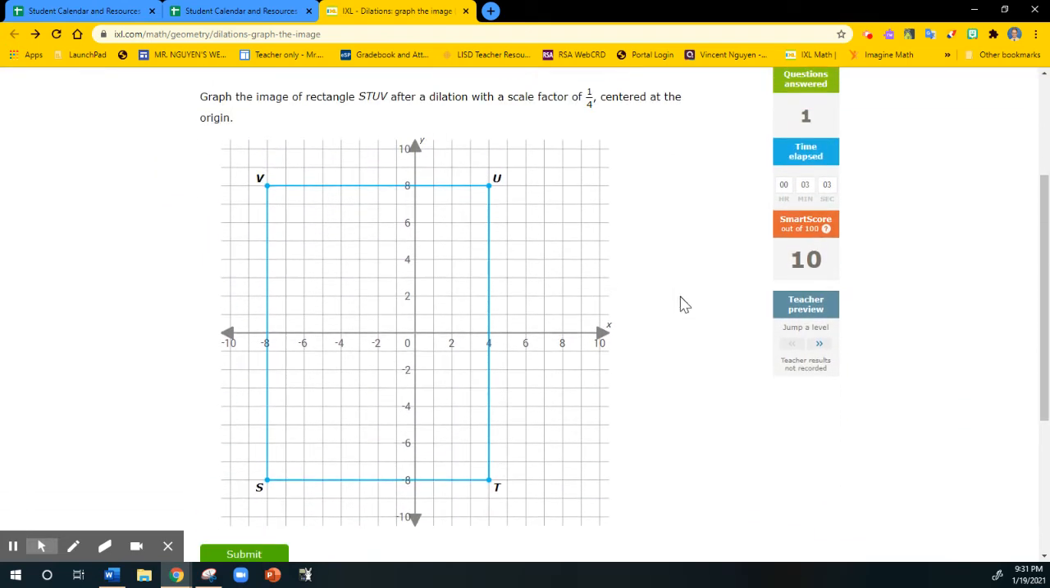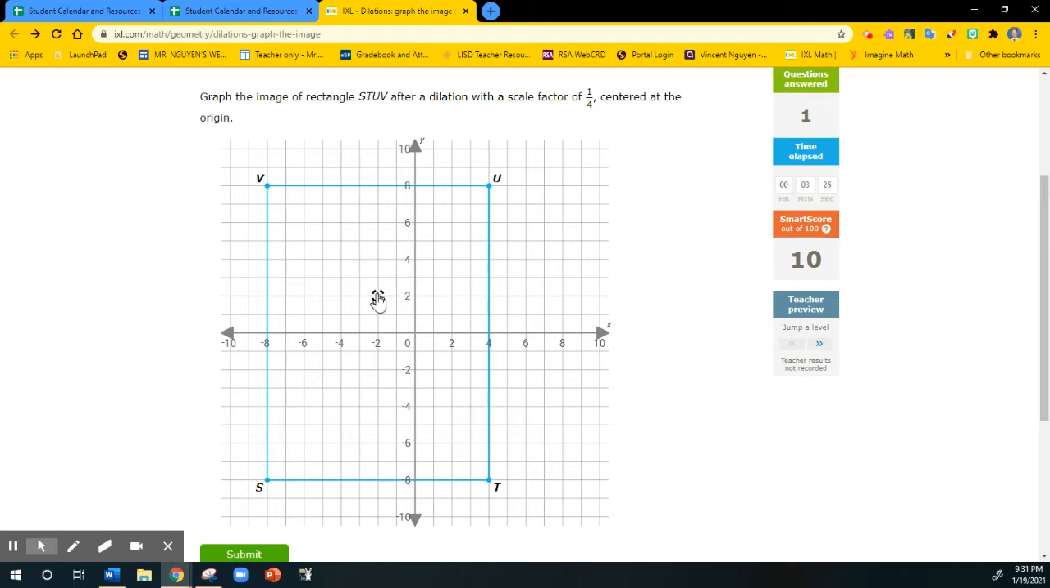This one will be easy because it's a rectangle. All right, this is again another reduction, so I'm getting smaller 4 times. Same strategy here: I'm going to divide this by 4, and I'm going to end up at -2. I'm going to divide this by 4, and I'm going to end up at 2.